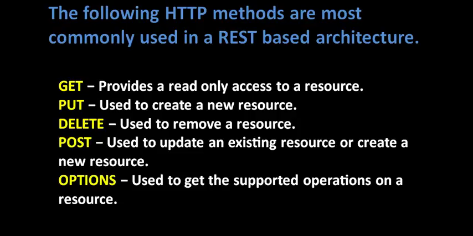Get method is mostly used in the URL only to hit the database and get the response from a server, and put method is used to create a new thing, and delete is to delete, and post is used to update an existing resource or create a resource, and options is used to get the supported options on a resource. So these are the 5 methods being used in REST based architecture, and we will see these methods in our coming tutorials, and we will also understand what XML and JSON mean.